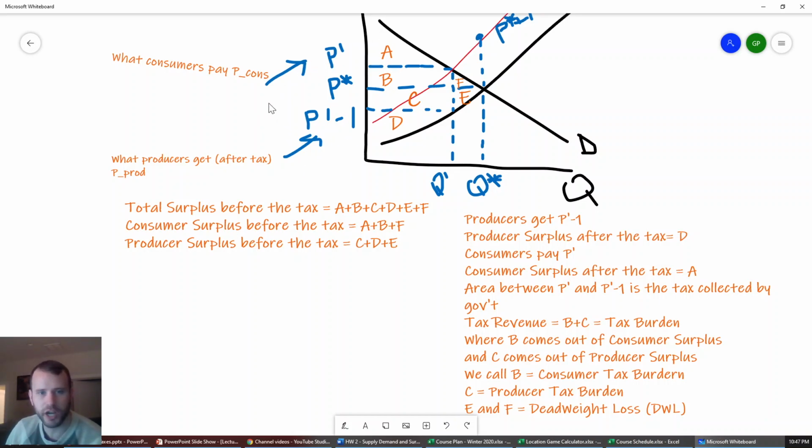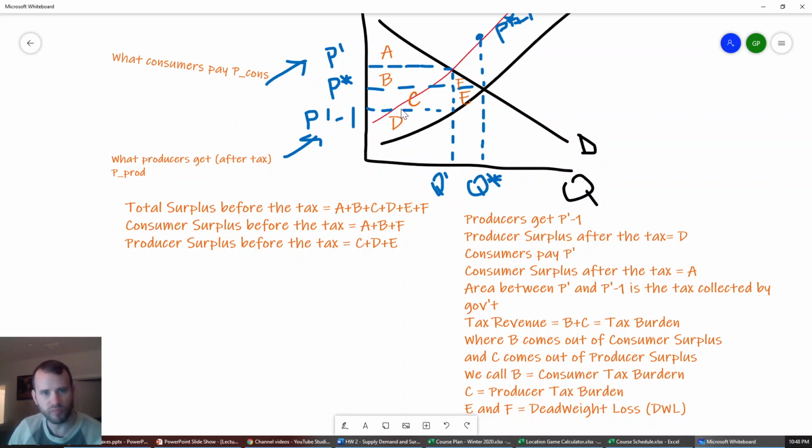It's like there are two prices because producers are only getting back a certain amount of what they're charging. Okay. So the consumer surplus has gone from A plus B plus F to just A now. B is now being collected from consumers as part of their tax burden. F is just deadweight loss. Consumers aren't buying the difference between Q prime and Q star, so they're not receiving a consumer surplus. So the consumer surplus is just A.